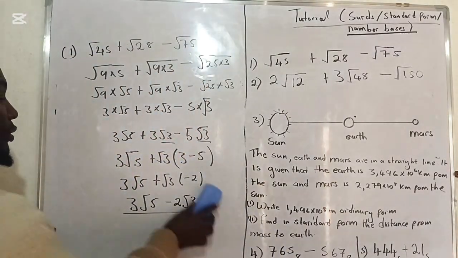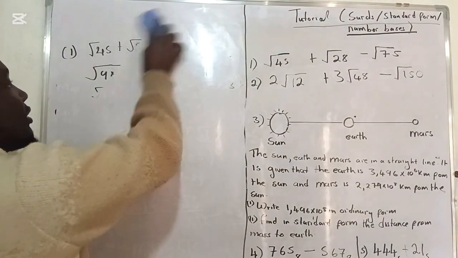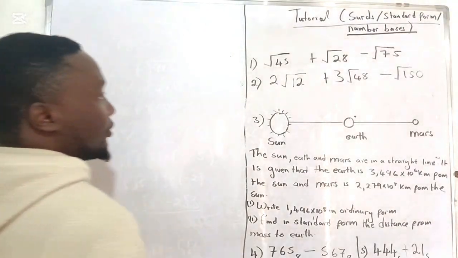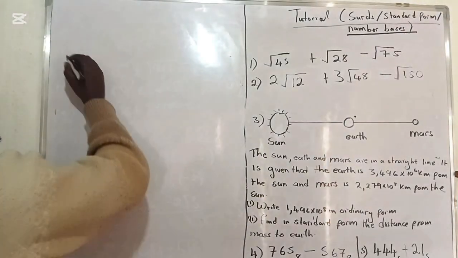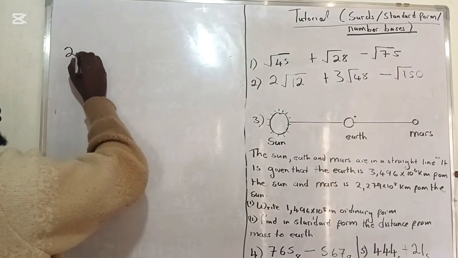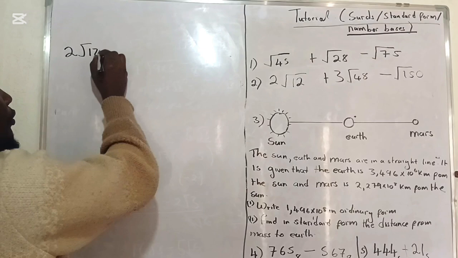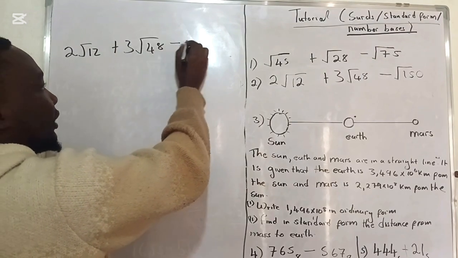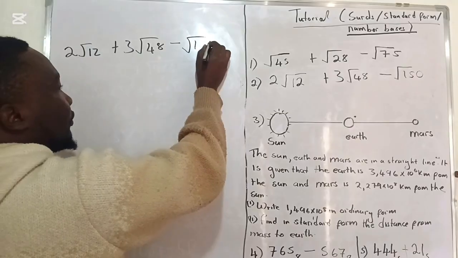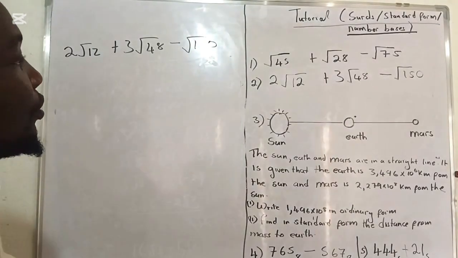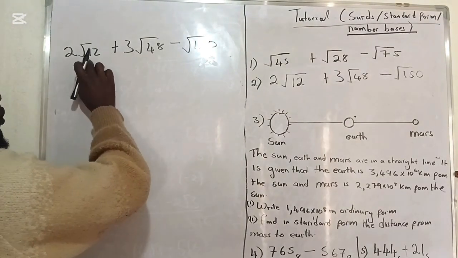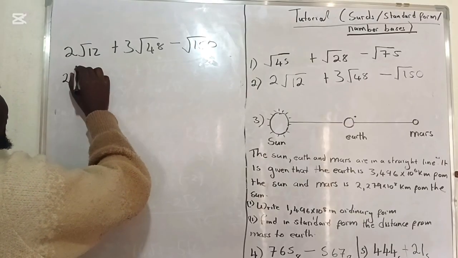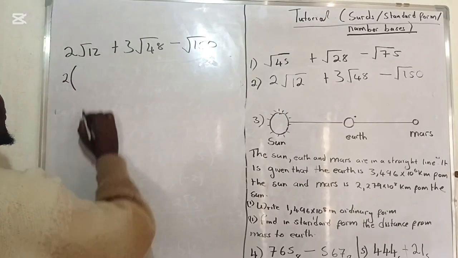So let's move on to number 2. This tutorial is going to be a little bit longer. So we have 2 root 12 plus 3 root 48 minus root 150. So you're going to change this into surd form. So you're going to have 2, then you put a bracket here. You need to change this one into surd form.